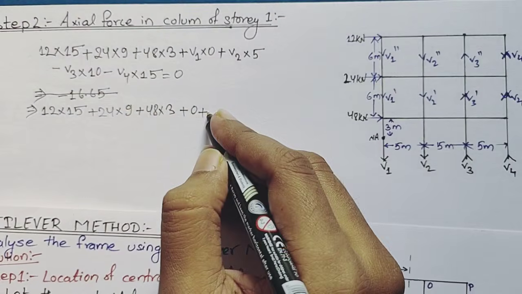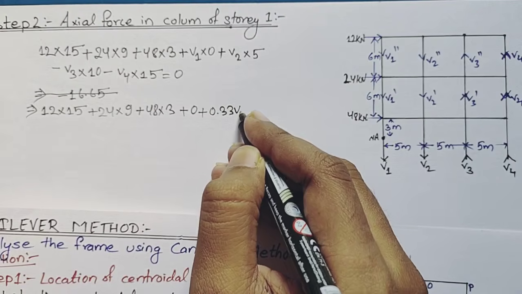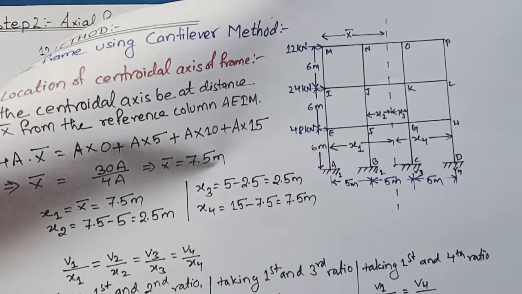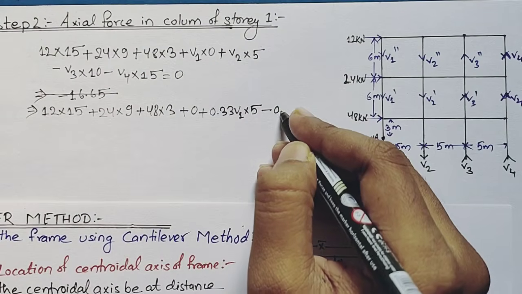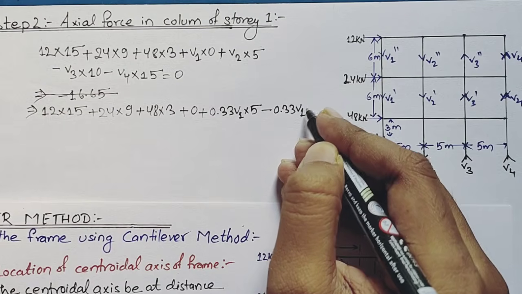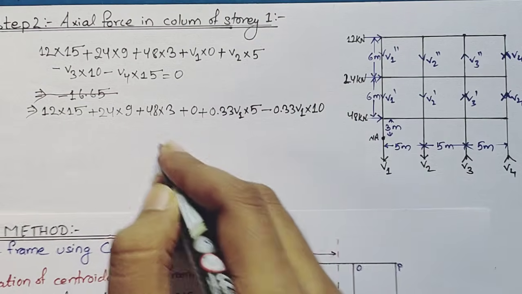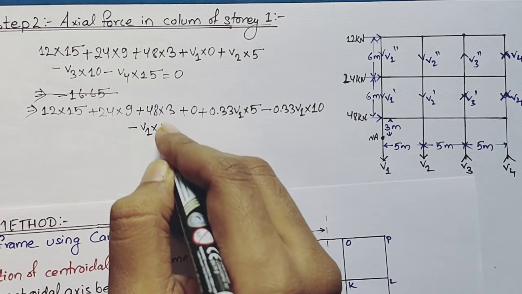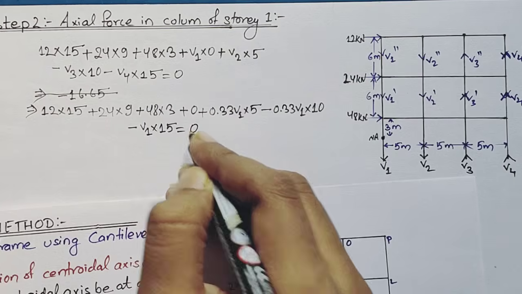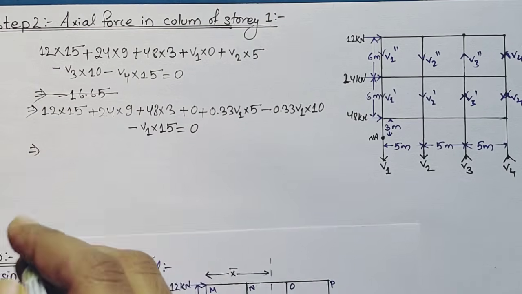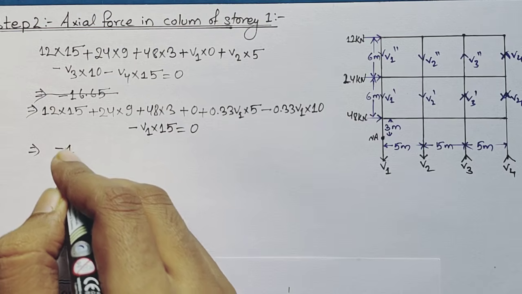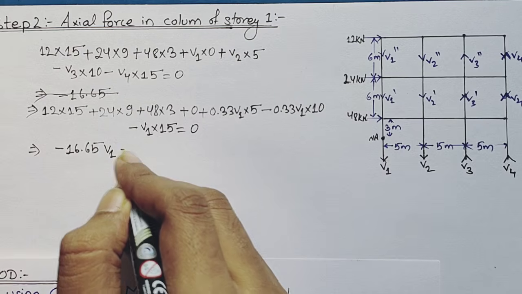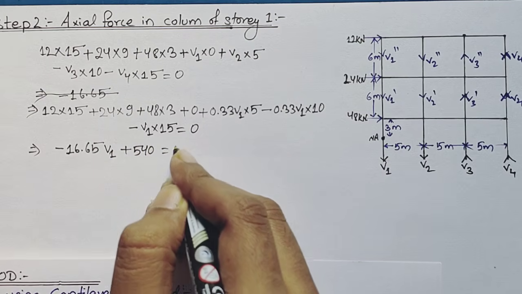So our V2 will be 0.33 V1 multiplied by 5 and negative, and V3 is 0.33 V1. So negative 0.33 V1 multiplied by 10 minus V4 is equal to V1. So V1 multiplied by 15 equals 0. Now resolve this, then we will get minus 16.65 V1 plus 540 equals 0.